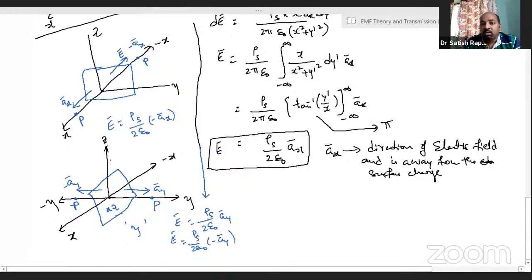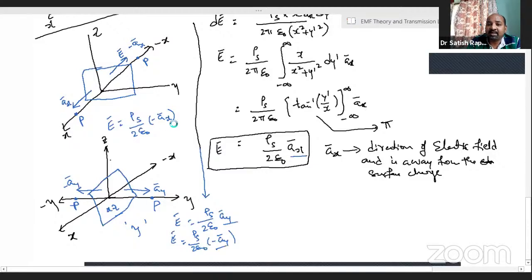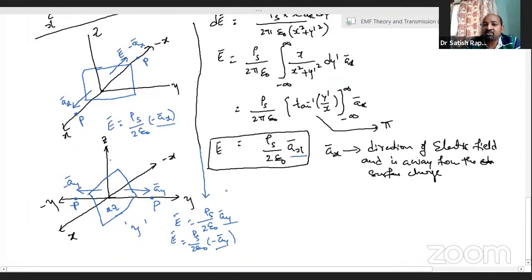Right. So therefore, if you consider the surface on the xy plane or xz plane, the direction of electric field is ay and minus ay. If you consider the yz plane, the direction of electric field is ax and minus ax. If you consider the surface on the xy plane, the direction of electric field is minus az and az bar.